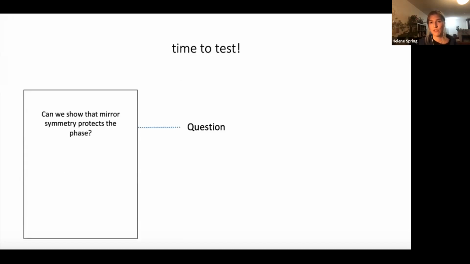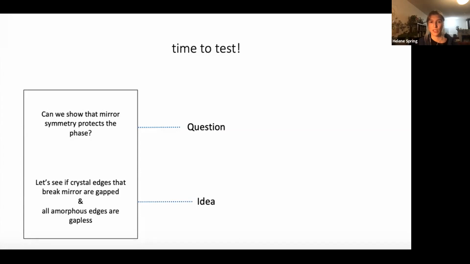And the first question we have about these systems is whether or not mirror symmetry is responsible for topological protection in Realspace systems, because that's what we built them to do, and that's what we want to confirm right away. So we can confirm this or not by showing that the model is gapped on crystal edges that break mirror symmetry, and that they're gapless on every edge of an amorphous system.